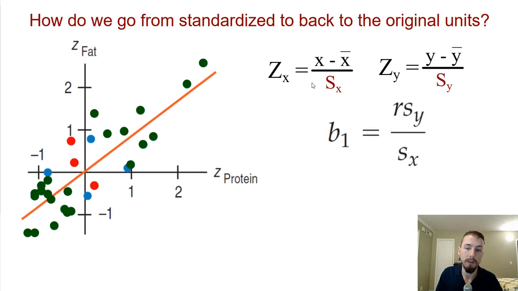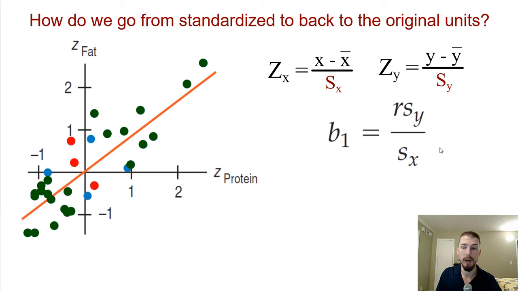So if we divided by the standard deviations to get to the z-scores, once we have them, we take the sum of the products of the z-scores to get the correlation coefficient. How do we then go from the slope of the standardized plot back to the slope in real world units? Well, all we have to do is take the slope of the standardized scatter plot, which is the correlation r, and re-multiply it by the standard deviation of y divided by the standard deviation of x.